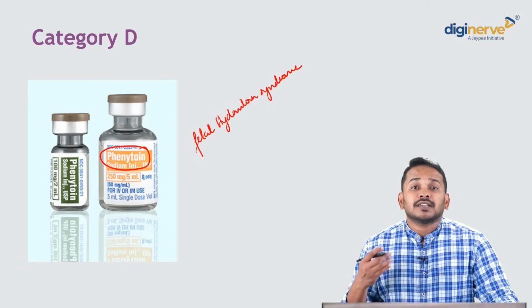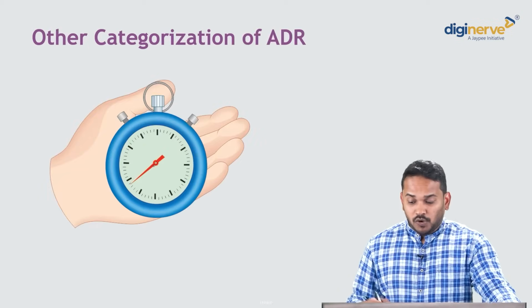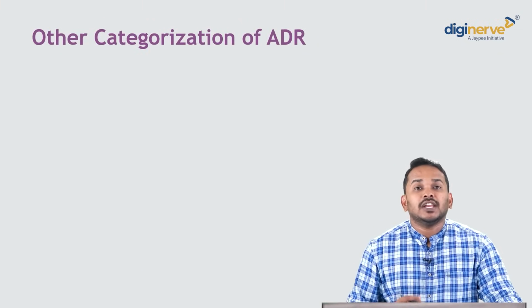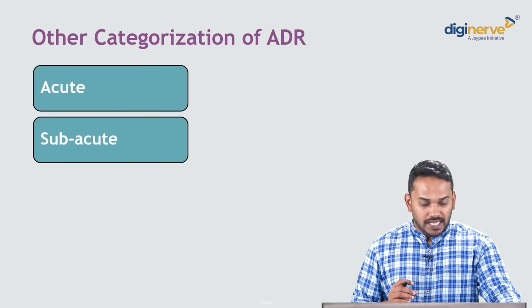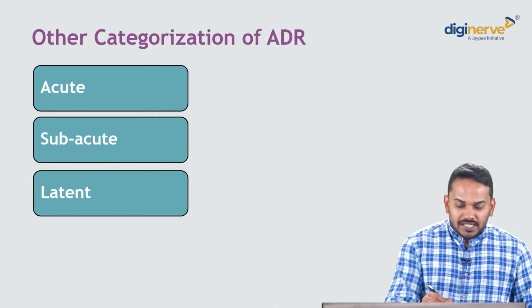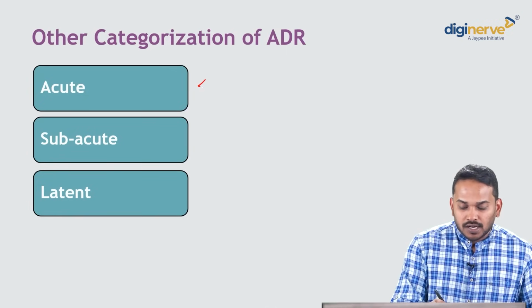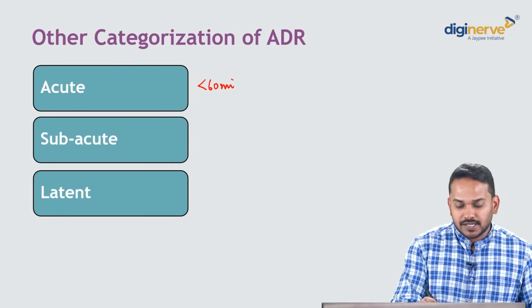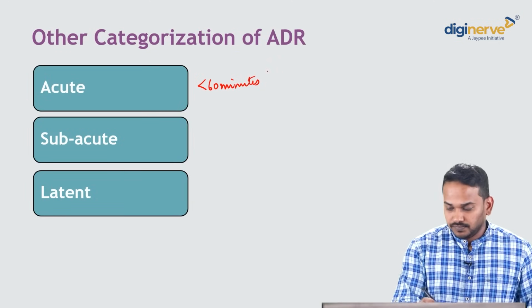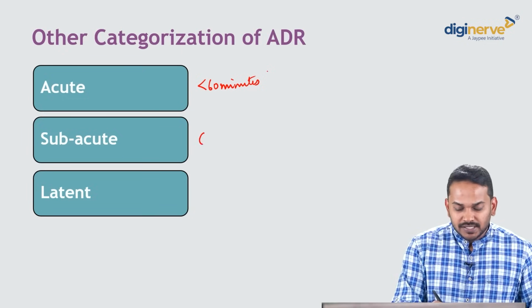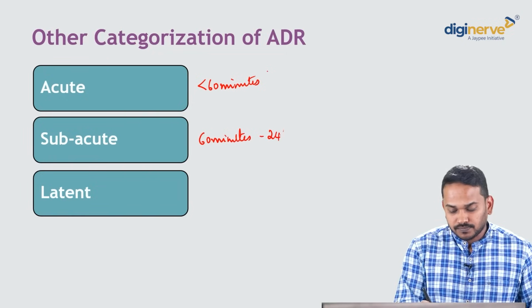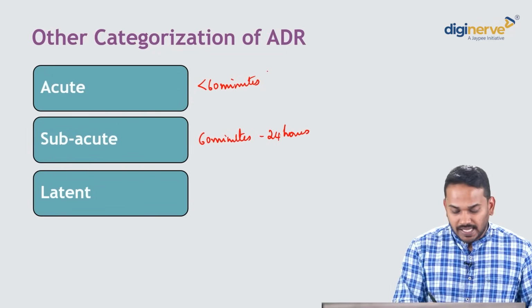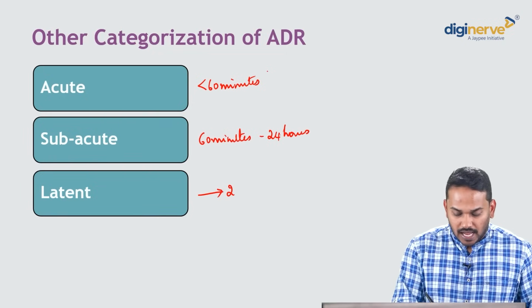Adverse drug reactions can also be categorized depending upon the time of onset of the adverse drug reaction. They are classified into acute, subacute and latent. Acute means the adverse drug reaction occurs within 60 minutes of administration of the drug. Subacute means 60 minutes to 24 hours. And latent usually occurs after 2 days.